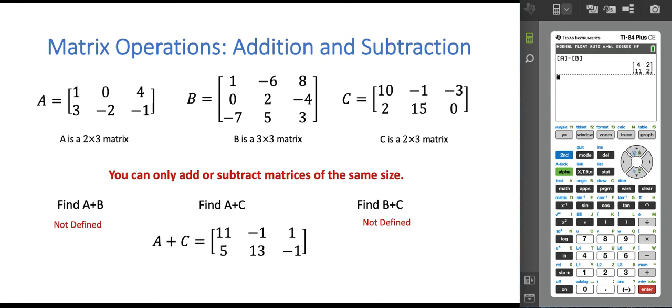So add those elements that are in the same position. 1 plus 10, 0 plus -1, 4 plus -3, etc. Or you could do it on your calculator.